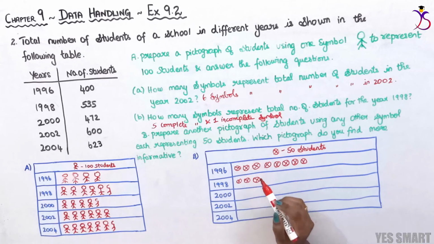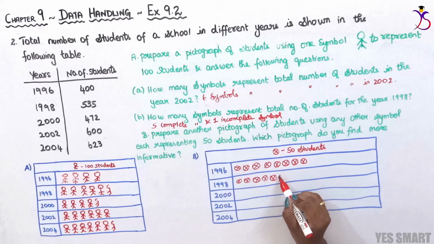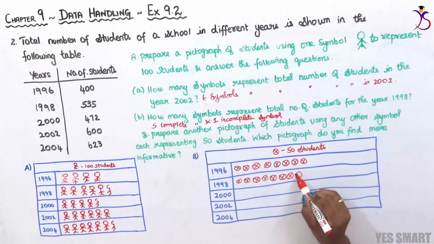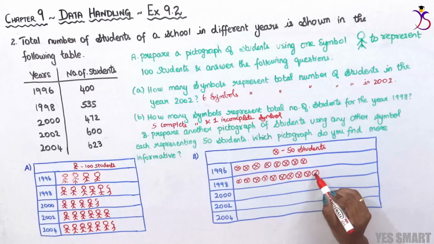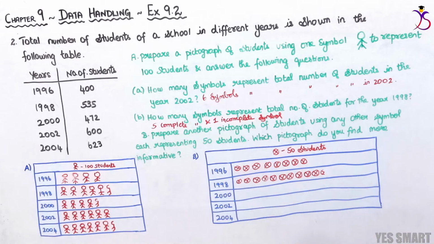So till 500, we will draw 10 complete symbols. 50, 100, 150, 200, 250, 300, 350, 400, 450, 500. For the remaining 35, we will draw one incomplete symbol to indicate that it is 500 plus, but it is not 600. For the year 2000, we have 472.